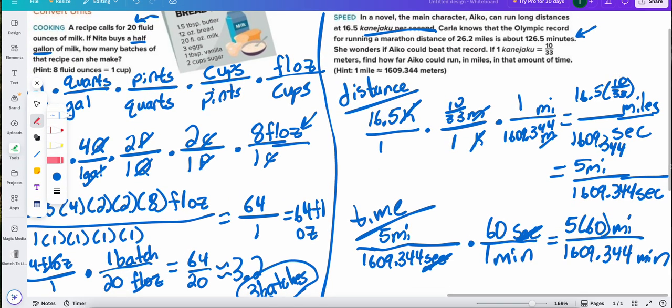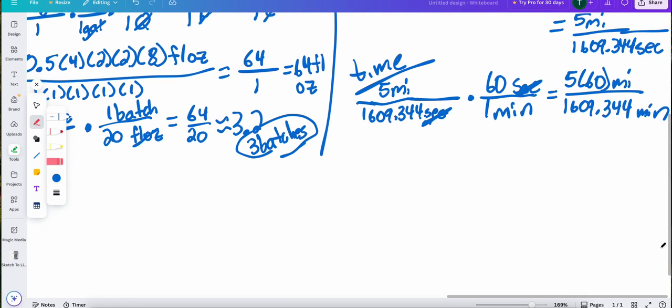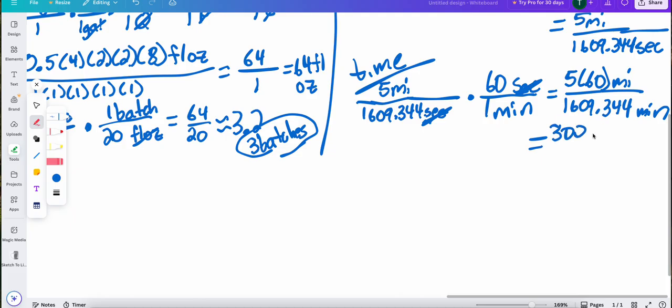Okay. So we're going to go ahead and simplify this out. If we take 5 times 60, that is going to get us 300. So we have that they can do 300 miles in 1,609.344 minutes. So now our job is going to be to see how far he can actually run in this time.